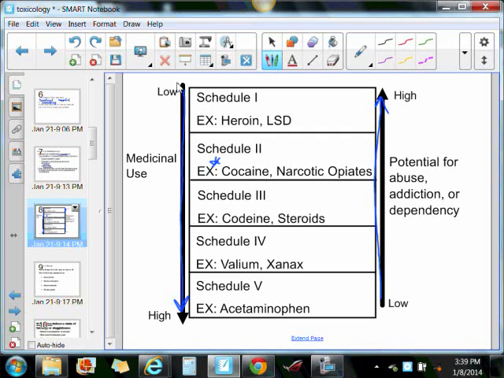Right, I don't want you to memorize that Valium is a Schedule 4 drug, right? But I might ask you which of these schedules would have a drug that's more addictive? Would it be Schedule 1 or would it be Schedule 4? Right, you should be able to tell me that it'd be Schedule 1. Right, things like heroin and LSD, that would be more addictive.